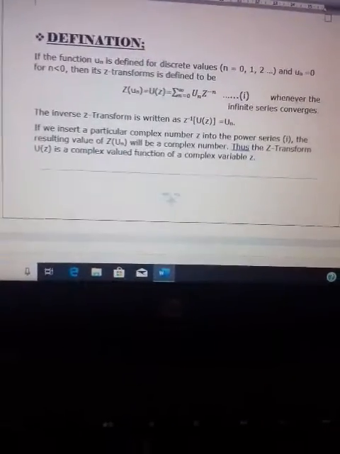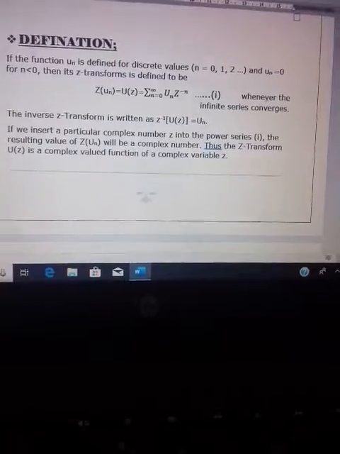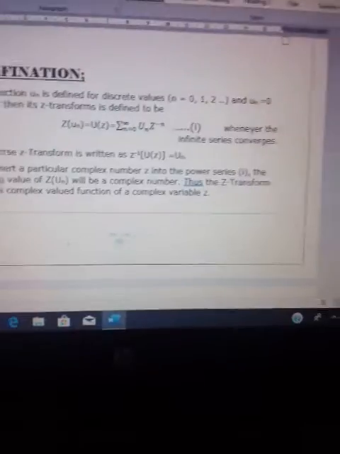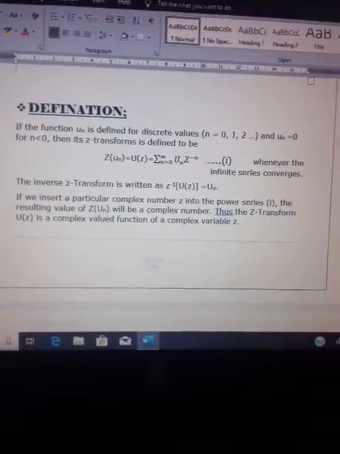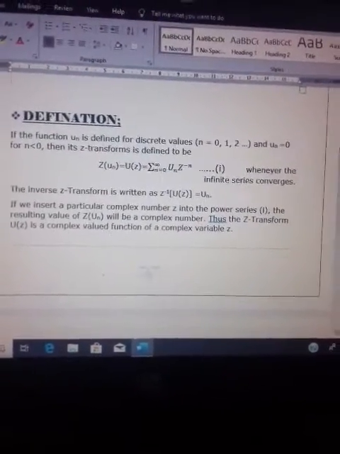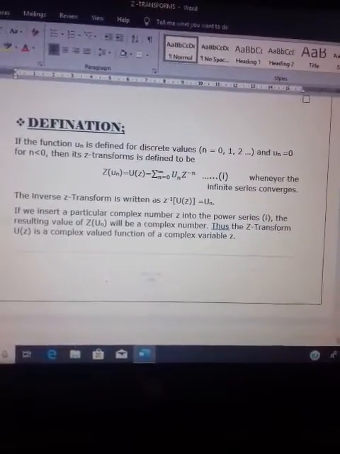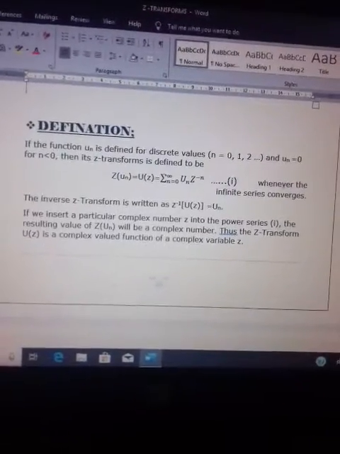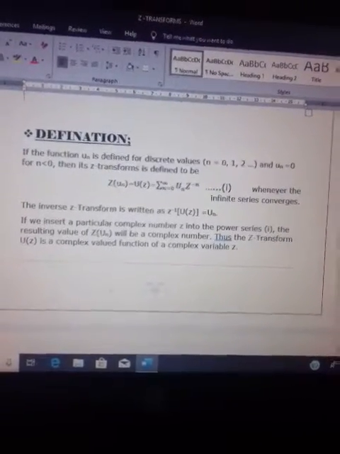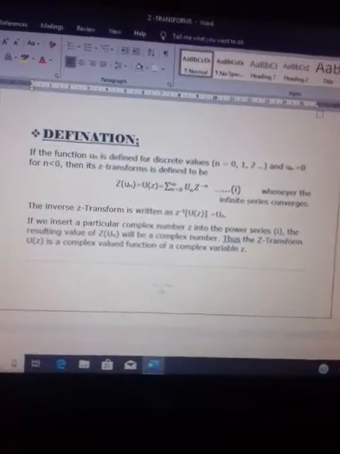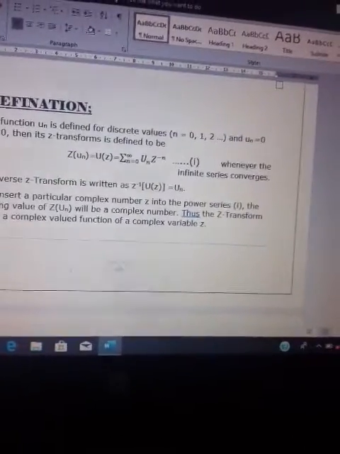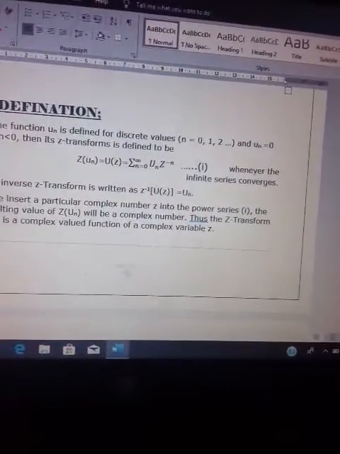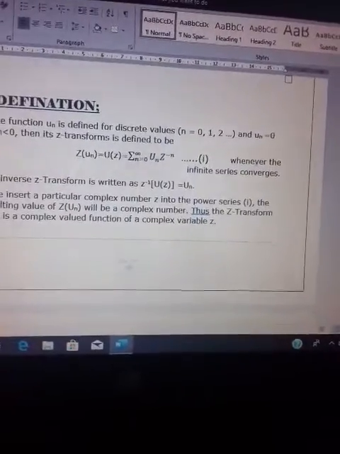And the definition: if the function u(n) is defined for discrete values, that is n equals 0, 1, 2, 3, and if u(n) equals 0 for n less than 0, then the Z transform is defined to be Z of u(n), that is the function u(n), which is equal to U(z). Z transform is denoted by U(z), which is equal to the summation of n equals 0 to infinity u(n) z to the power minus n, where the infinite series converges.